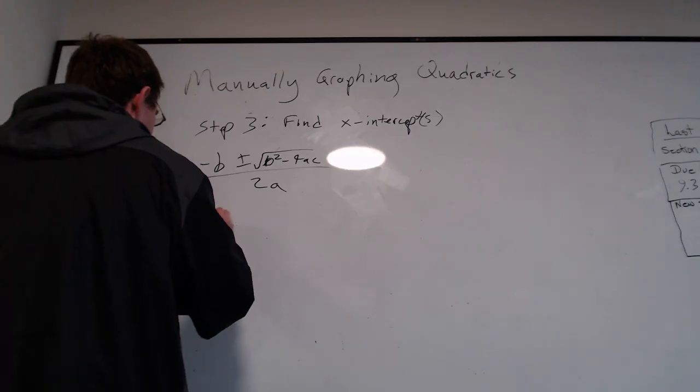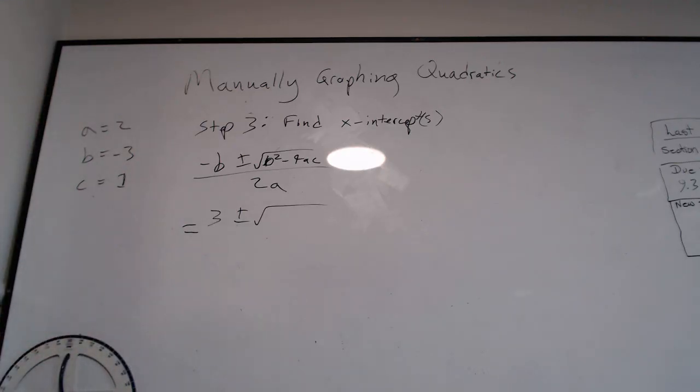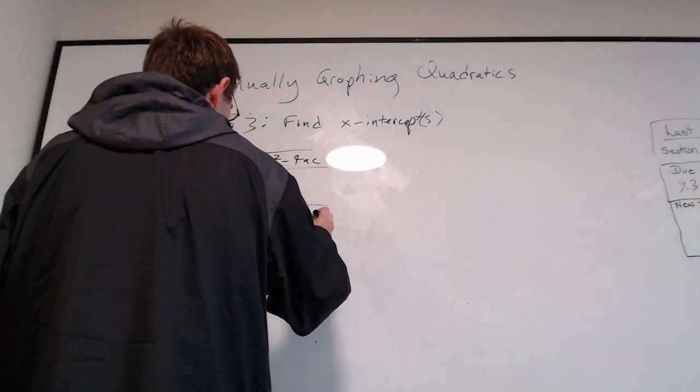Yeah, it's going to be 3 plus or minus the square root of, what's b squared? Oh, so b is negative 3. So if b is negative 3, what's negative 3 squared? Negative 3 squared would be positive 9. Positive 9, yeah. B squared, no matter what you have, will always be positive in this.